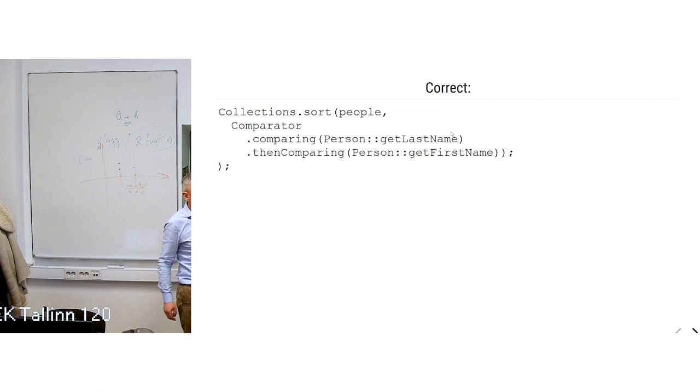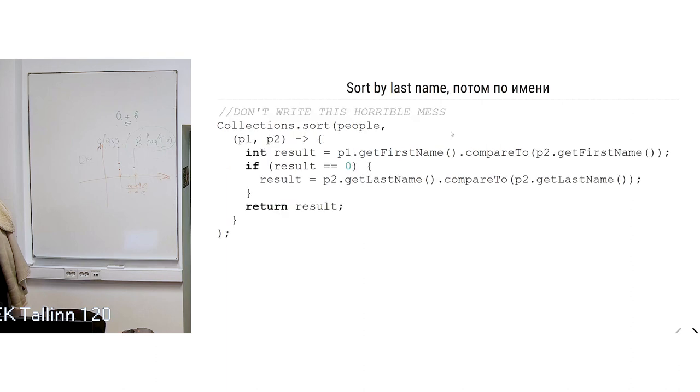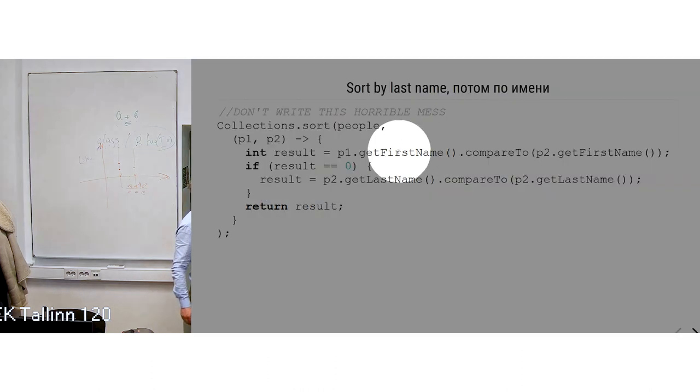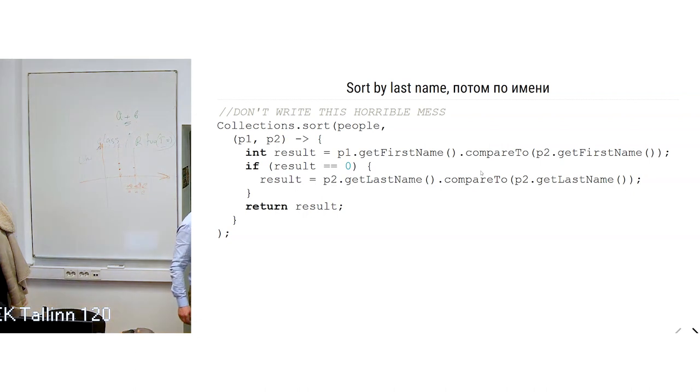What you must do is utilize the standard library. This is the correct way to do it. Please see: Comparator.comparing(Person::getLastName).thenComparing(Person::getFirstName). By the way, I just realized, for the third or fourth year of showing this slide, that this code actually contains a bug, because I'm comparing first name first and last name last. This is buggy code, and this is another example of why you should not write this. It's very easy to put a bug here.